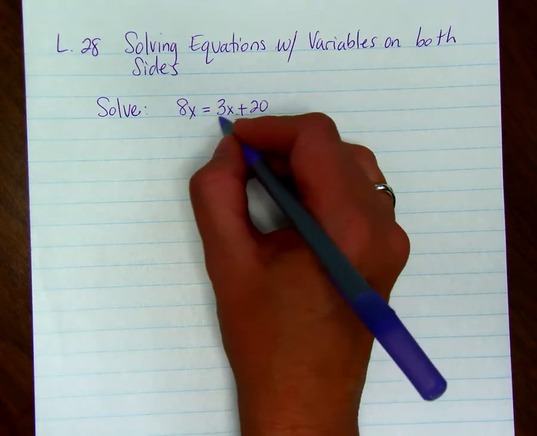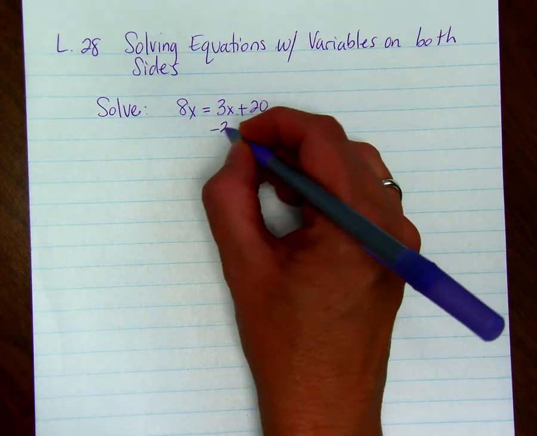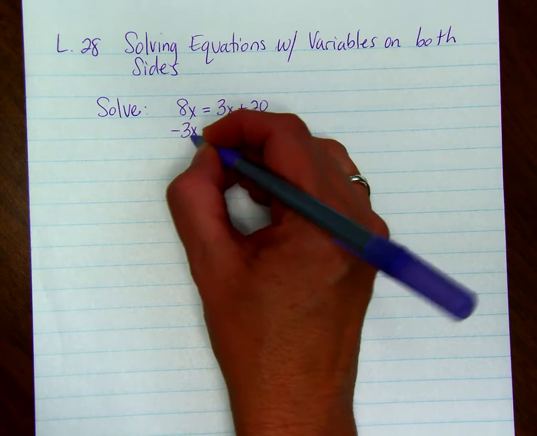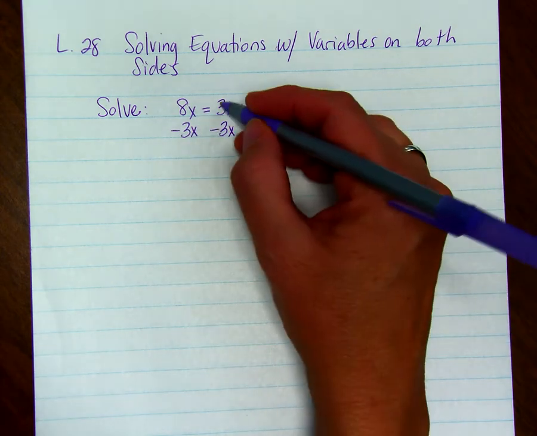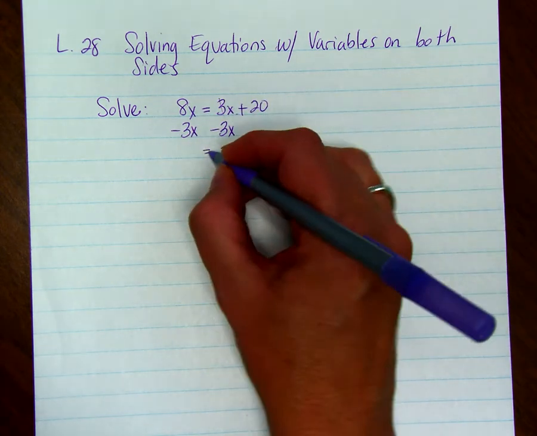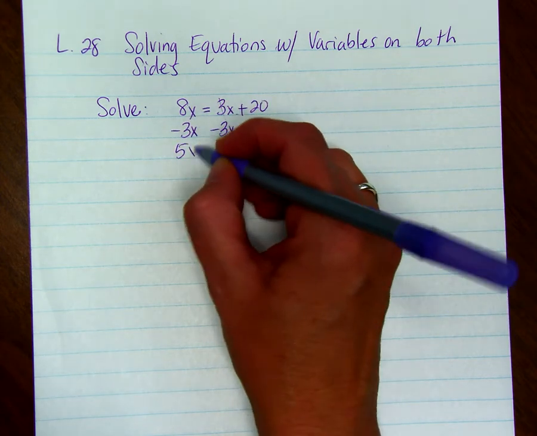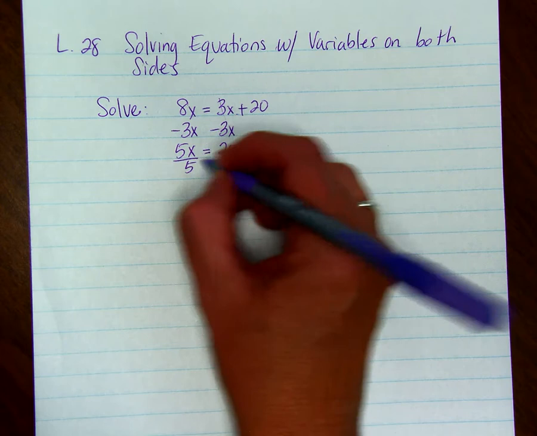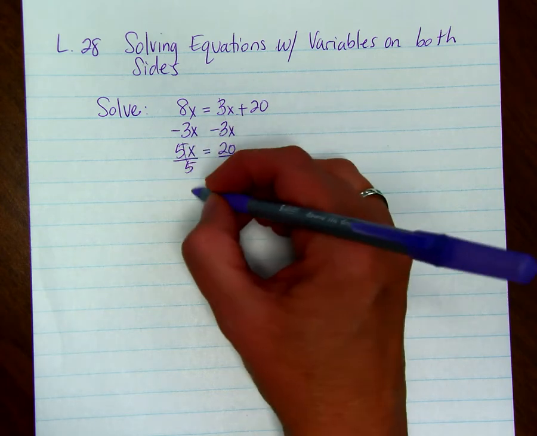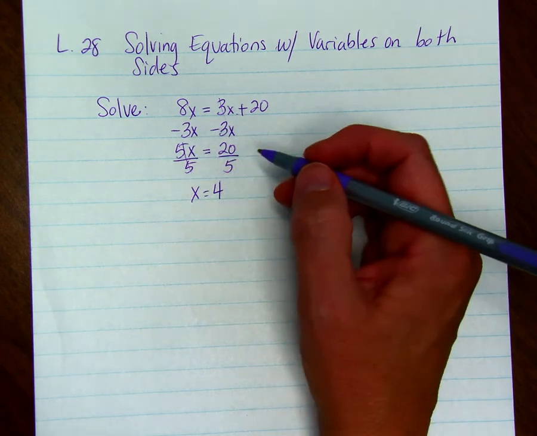So we can take one term that has an x in it and subtract it from both sides. That will make this 3x go to 0 and you get 20 left over, and 8x minus 3x is 5x. Then we could divide by 5 and that gives us 1x equals 4.